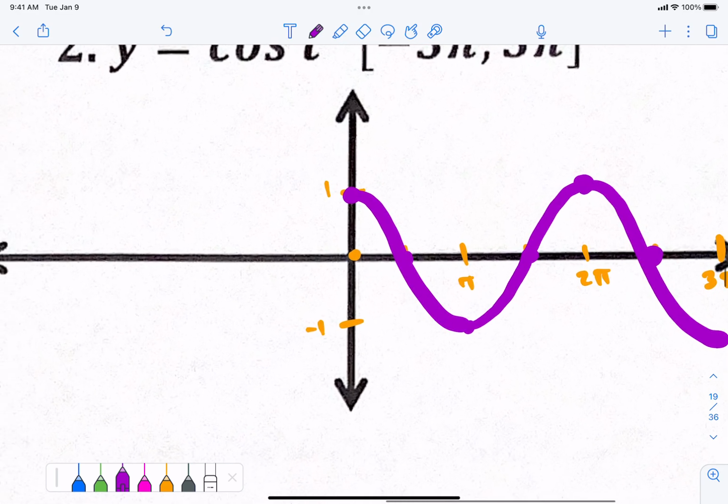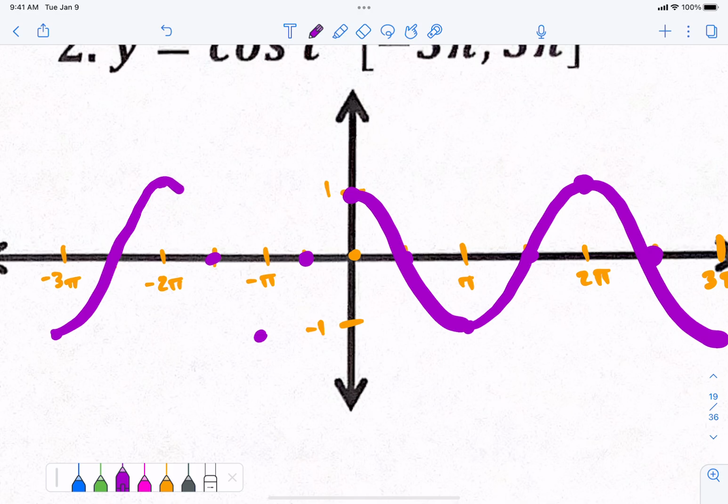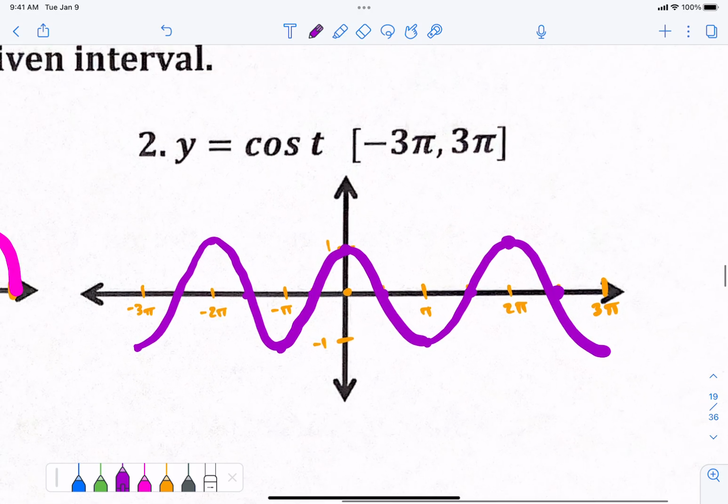And then I'm going to do the same thing, but on the other side. So I have -pi, -2 pi, -3 pi, and I got my little tick marks in the middle, which I'm not going to mark. So I'm here, I gotta go middle, down, middle, up, middle, down. I just keep doing that until I run out of space and connect the dots. Okay, that is what cosine is.